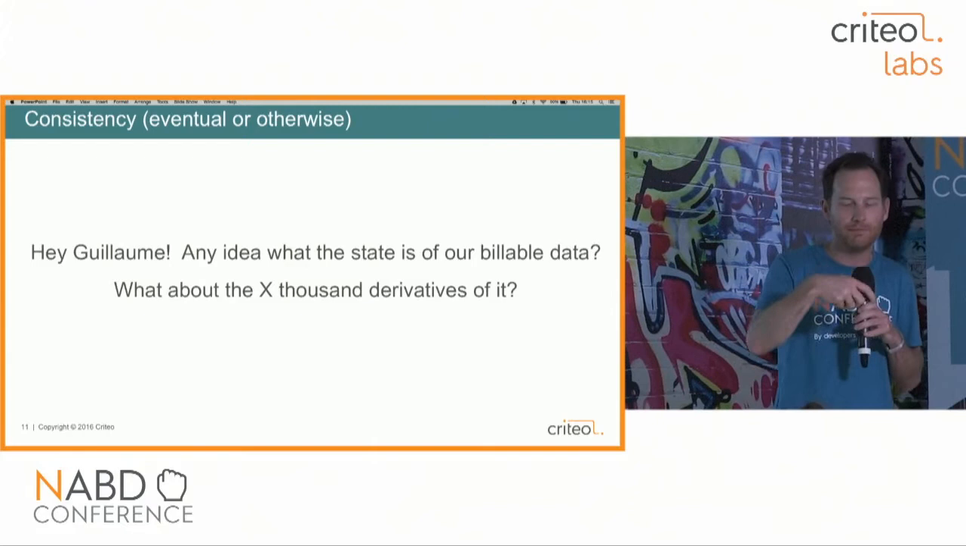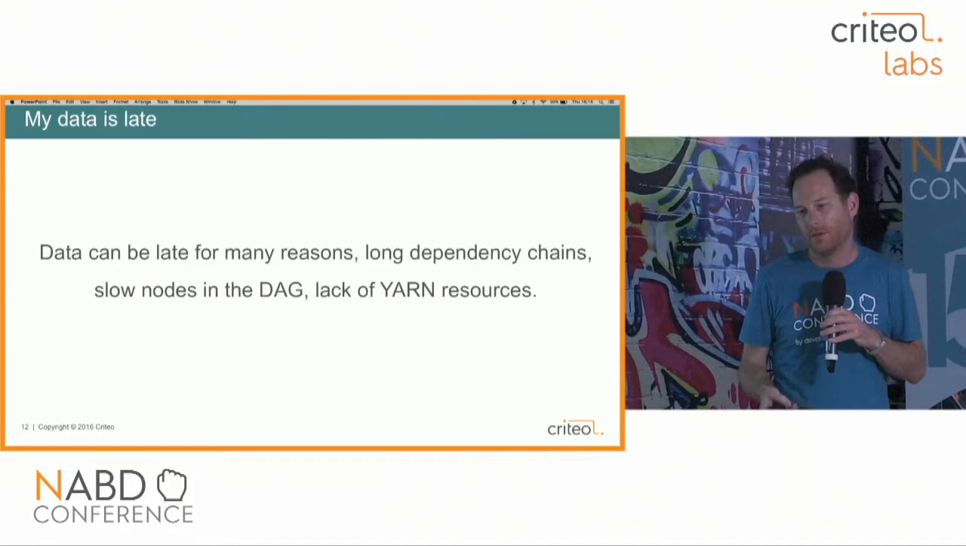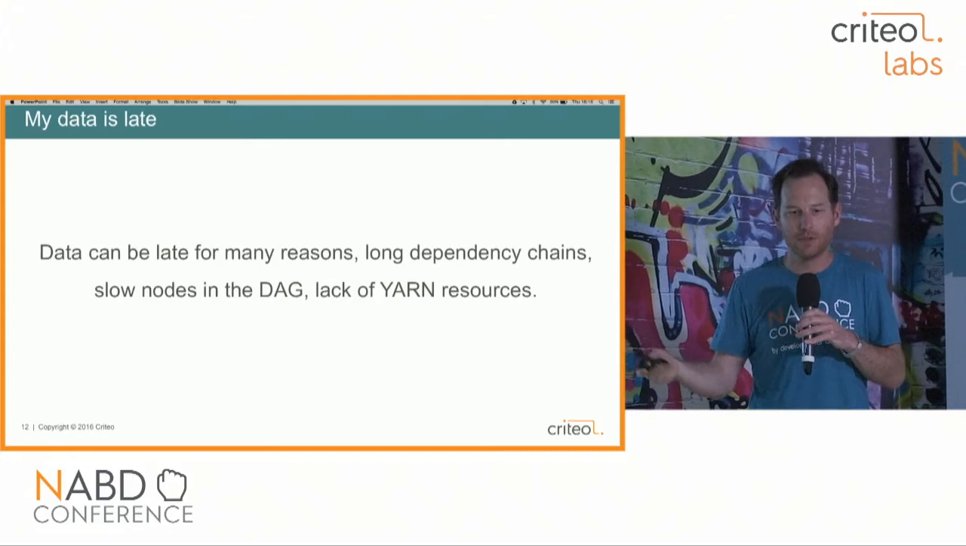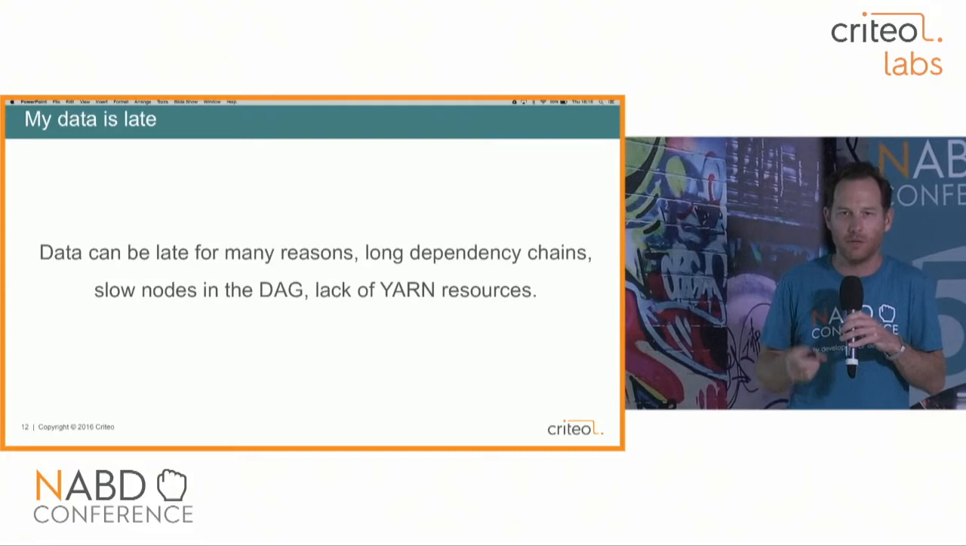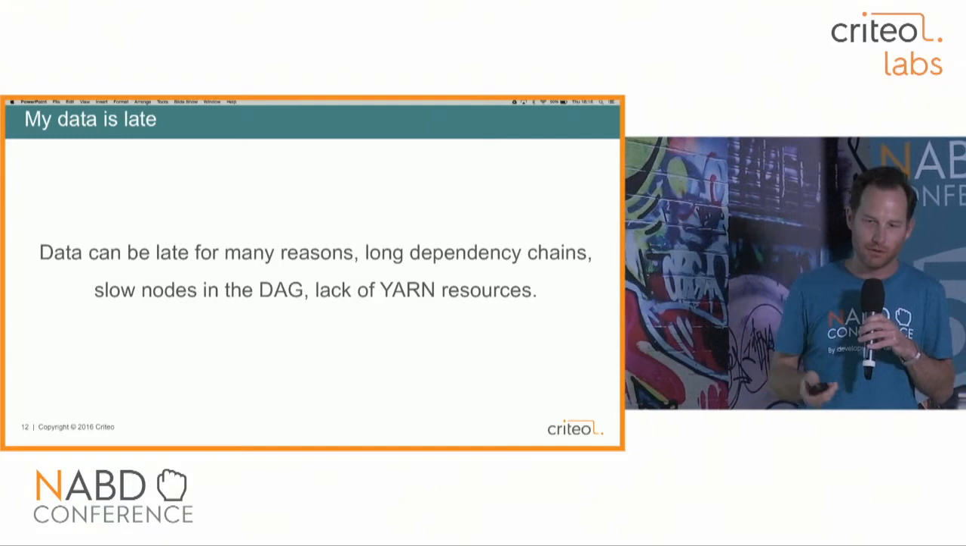Data being late, right? Data can be late for tons of reasons. Really long dependency chains, for example, where there are 20 steps of computation that need to happen before that data is available. Slow nodes in your DAG, so somebody has a really, really big job in the middle, a bottleneck. And then also just a general lack of resources in whatever your resource negotiator is, you know, Yarn, or if you're scheduling stuff in Mesos or whatever.